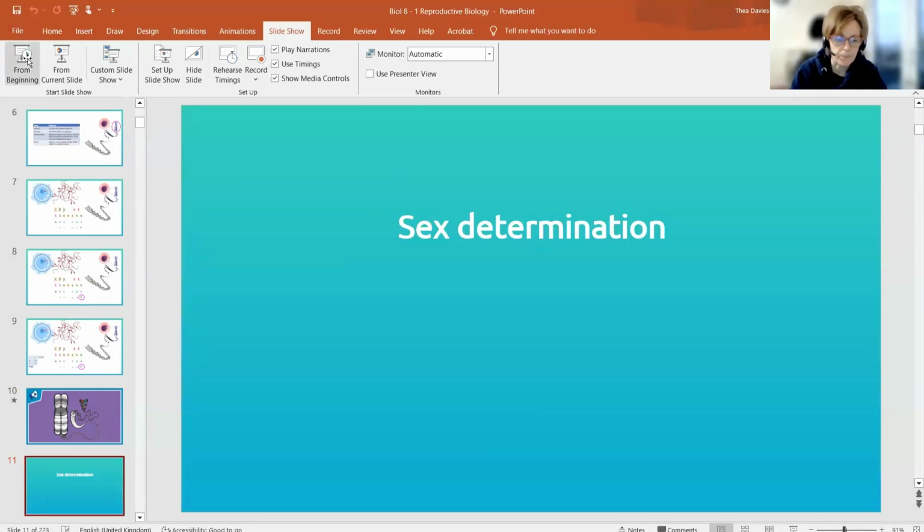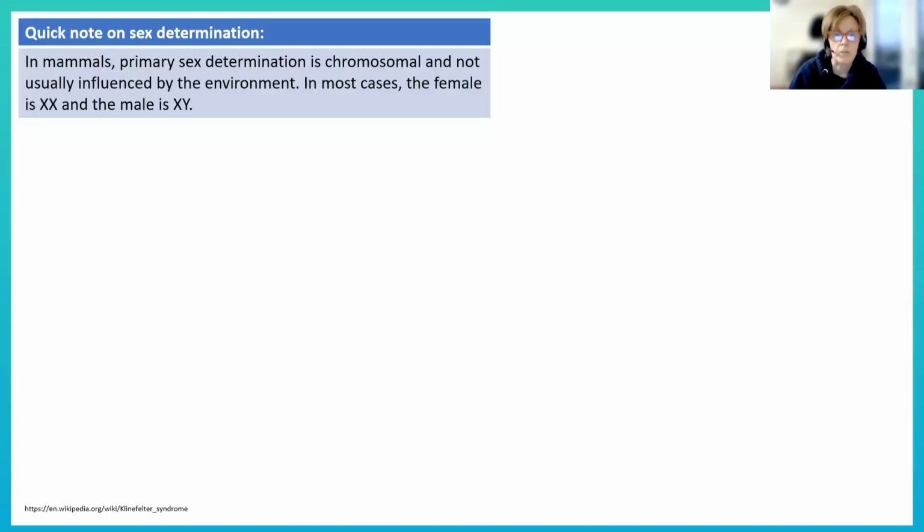So as we said, females have 22 chromosomes plus 2 X's, and males have 22 chromosomes plus an X and a Y, and that determines sex. But before we go any further, let's just remind ourselves that these aren't the only outcome, these aren't the only scenario. So in mammals, primary sex determination is chromosomal. It's not usually influenced by the environment, but in some cases, there can be differences from this XX and XY genotype. So in most cases, the female is XX and the male is XY. That's what we would call a typical example.